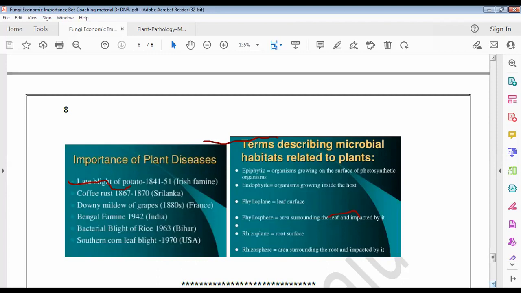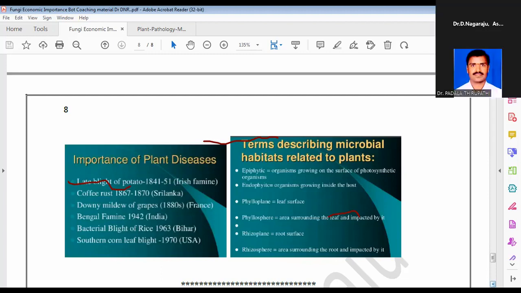And vinegar, citric acid, ketogenic acid, or amylase, or vitamin D produced from, or by using, like that, they ask the question. Vitamin D is produced by using which fungi? Claviceps purpurea, I already told you, which causes ergot disease. Ergosterol is the precursor of the vitamin D source. You know, vitamin D we get from the sun.